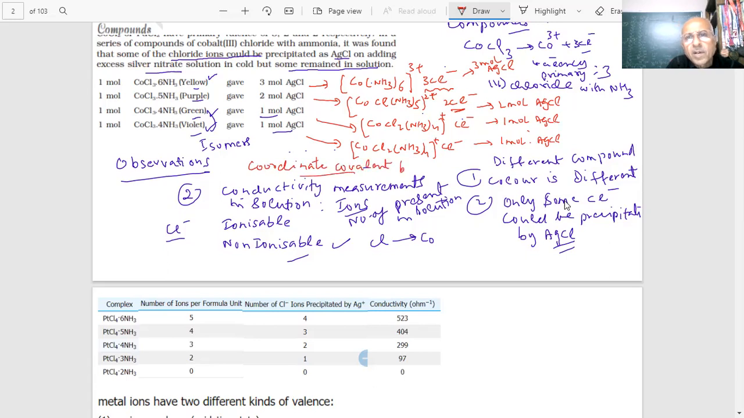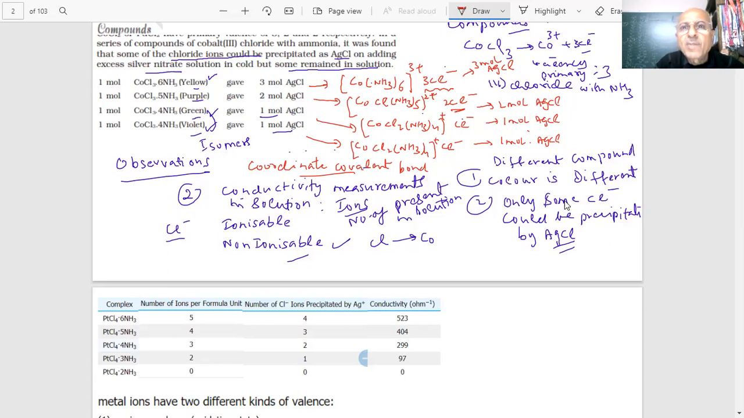Coordinate covalent bond, student, is found between these, which we write in the square bracket. The square bracket is a coordination entity. These Cl are non-ionizable, these are ionizable. Two types of valencies now: the primary valency, and then he called this the secondary valency, which are directly bonded to the metal ion. They are the secondary valencies. This is the primary valency.